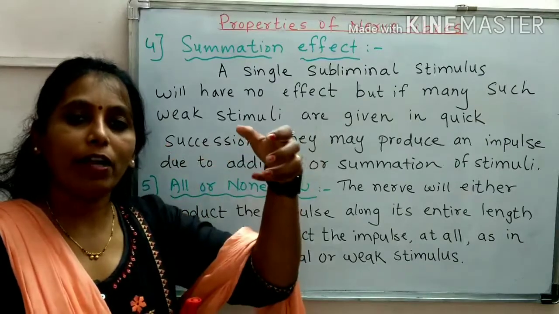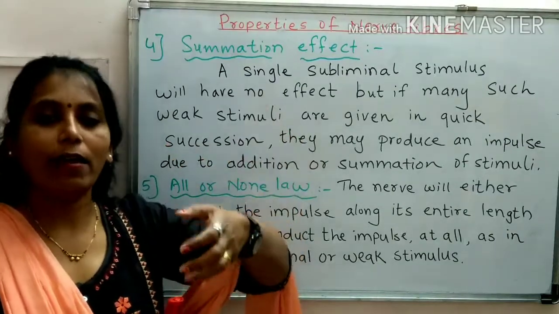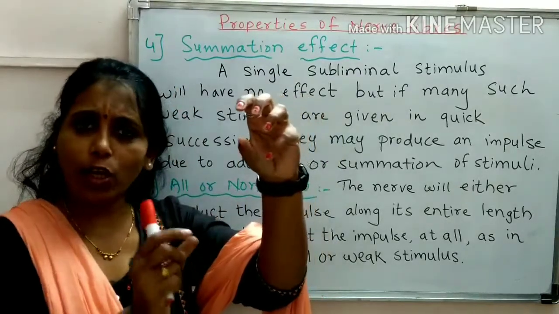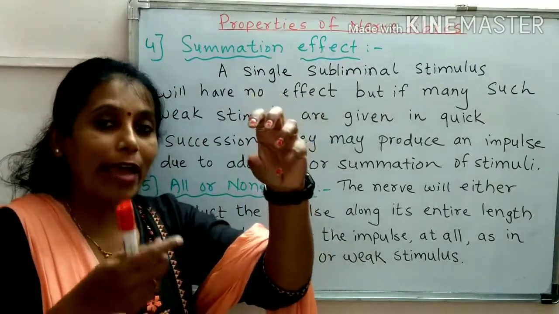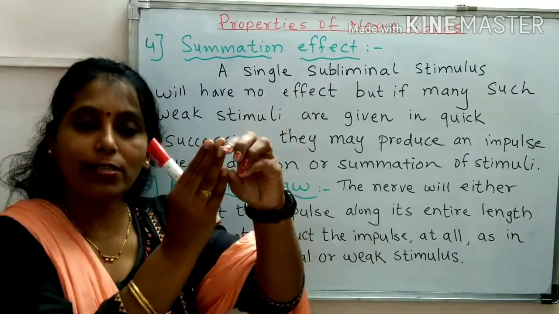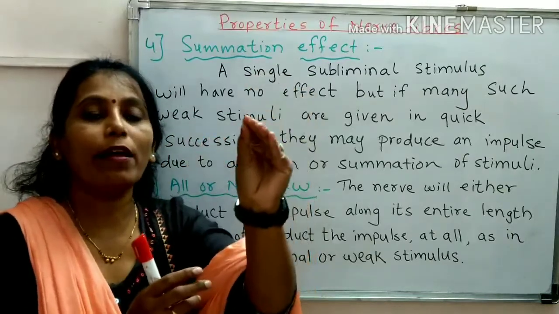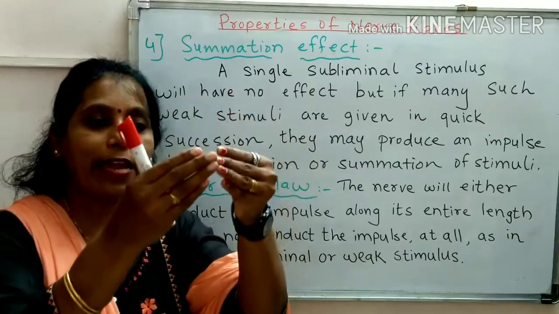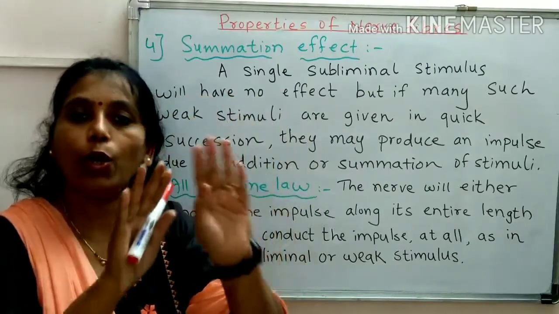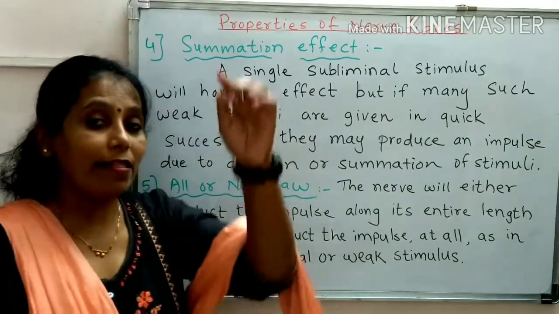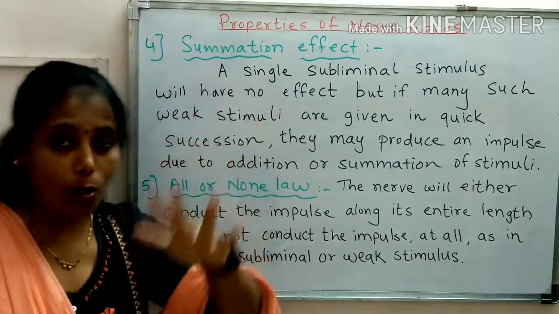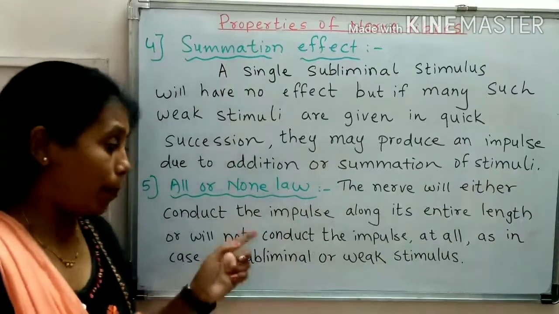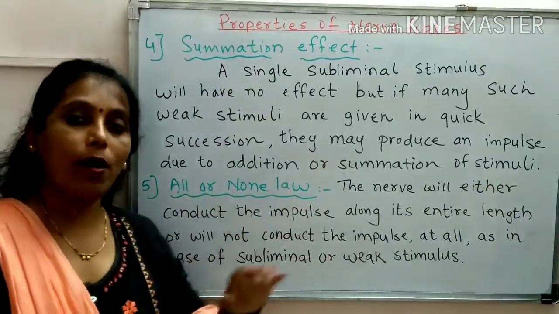We know that the nerve consists of the cyton, then the axon, and the axon terminal. It is not happening that you provide a weak stimulus and the impulse goes and rests in the cyton only, or the impulse is carried till half the part of the axon. No, it is not like that. Either it will conduct the impulse throughout the length or it will not conduct at all. This property is called the all or none law.